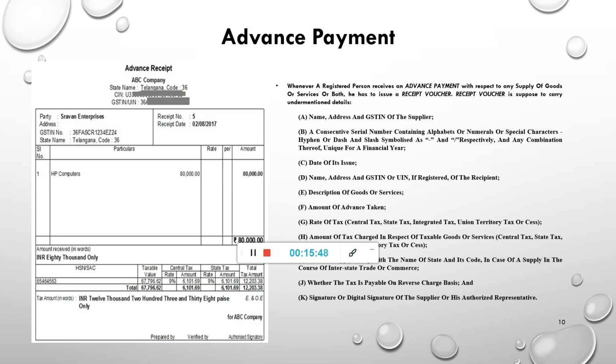It has been provided in the invoice rules that if at the time of receipt of advance the rate of tax is not determinable, tax may be paid at the rate of 18%. If the nature of supply is not determinable, the same has to be treated as interstate supply.